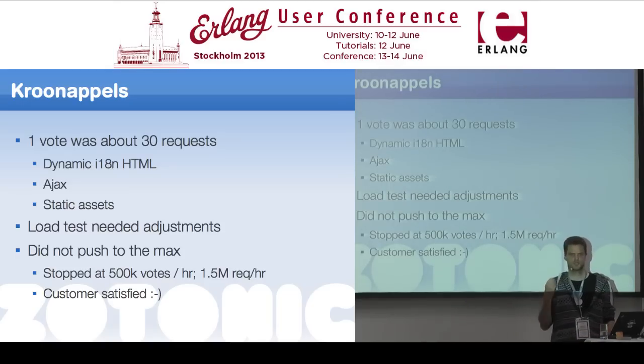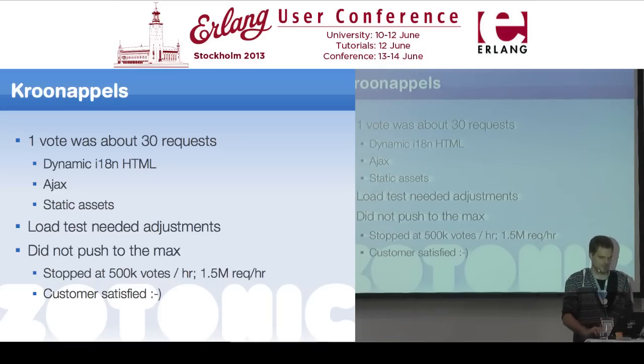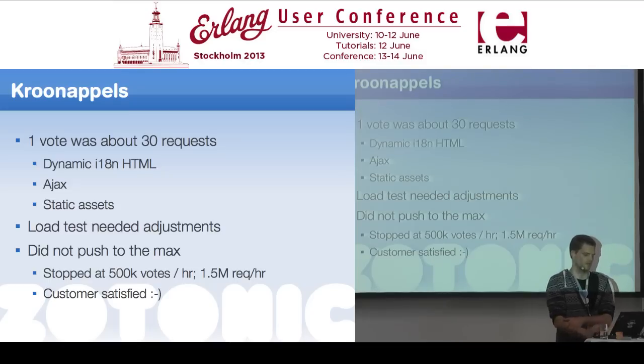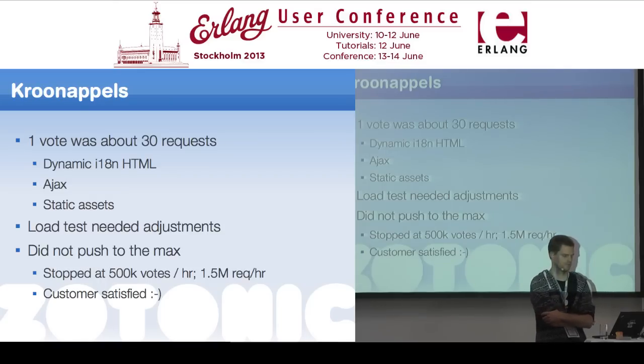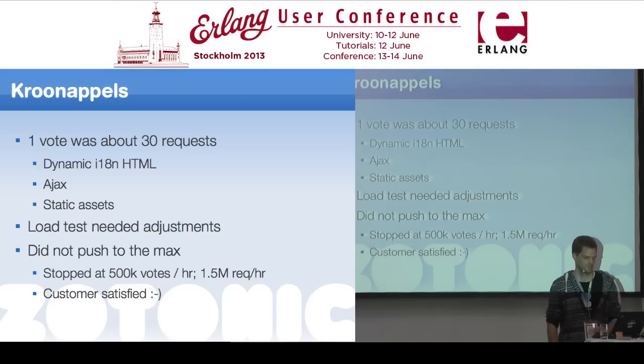When they tested it first, they couldn't really get it to go any faster, because they were testing it from their office, and it only had, I think, a 200 megabit fiber connection or something, so they had to move the test somewhere else, because they couldn't push it to the max. We stopped testing at about 500,000 votes. It was a pretty nice project to do, and the customer was more than satisfied, because we exceeded their expectations, basically.